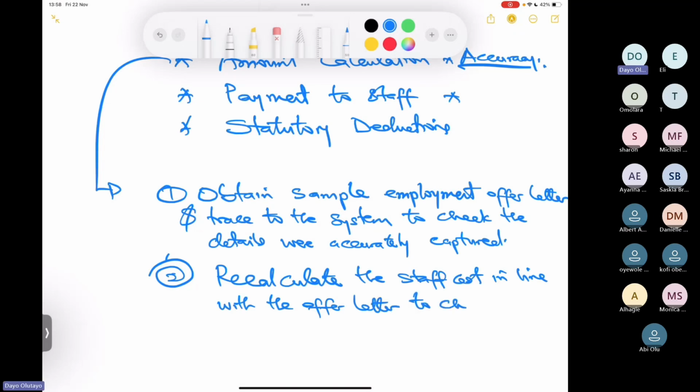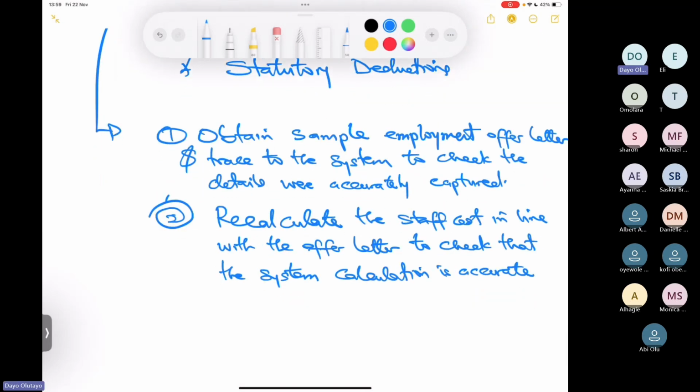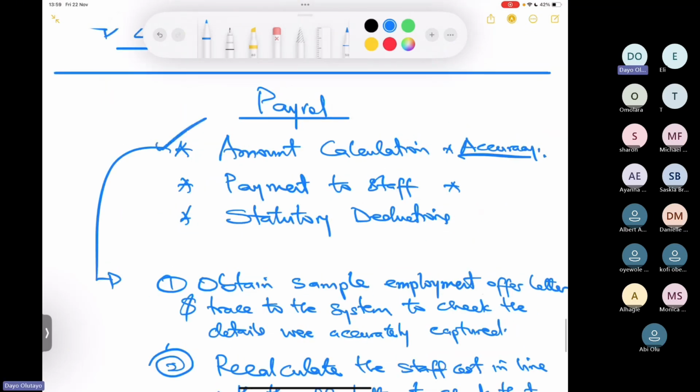Why? To check that the system calculation is accurate. Once you select a sample and you perform that, you can see whether what the system is doing is accurate. Once you do this, you've checked this part.